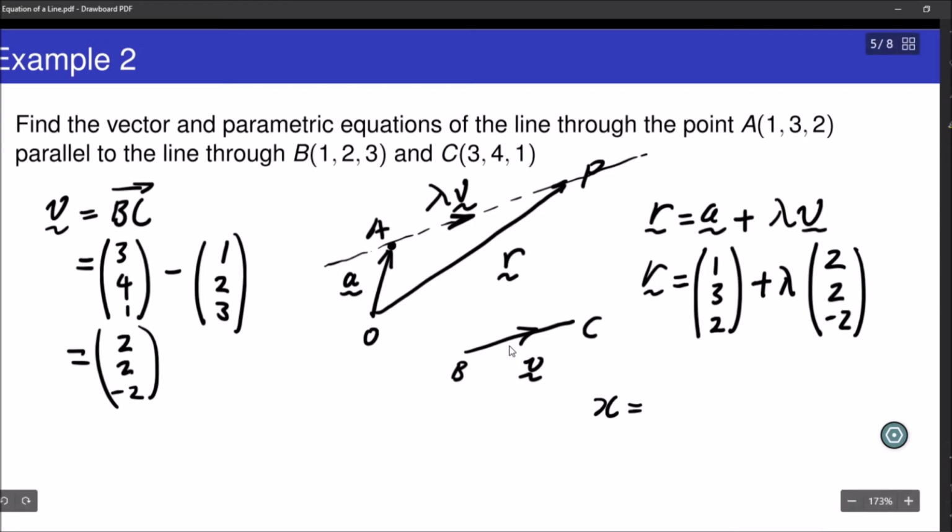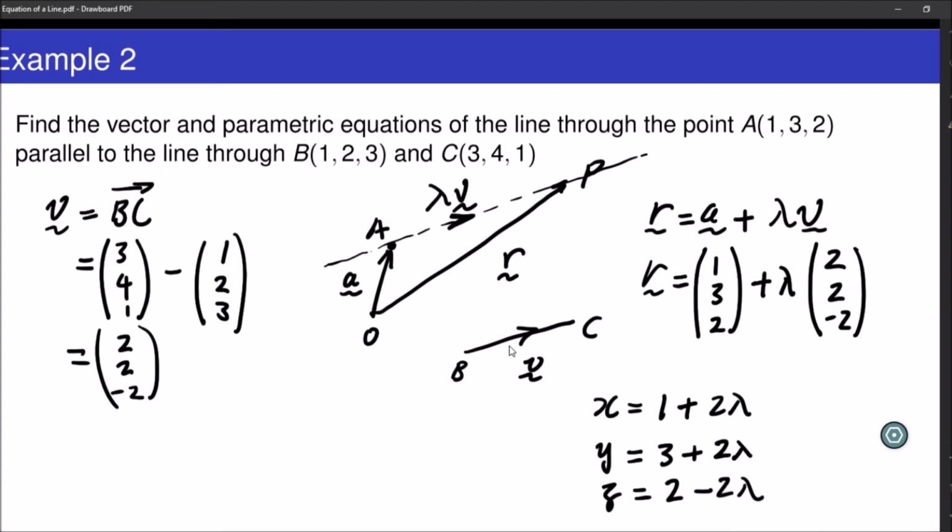And if you want to write it as parametric equations, it's x equals 1 plus 2 lambda, y equals 3 plus 2 lambda, and z equals 2 minus 2 lambda. So by varying the value of lambda, i.e. the distance you travel in this direction, you can generate all the points along this line. So for lambda 1, you get (3, 5, 0), and changing it gives you the coordinates of all the points along this line.